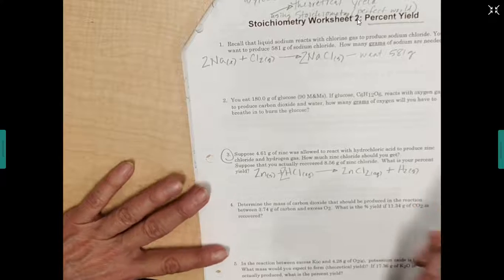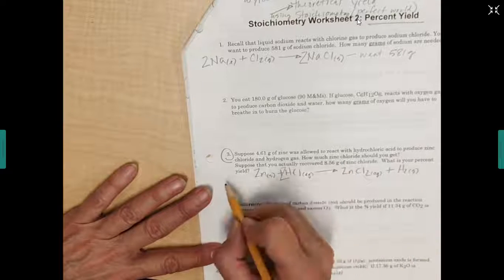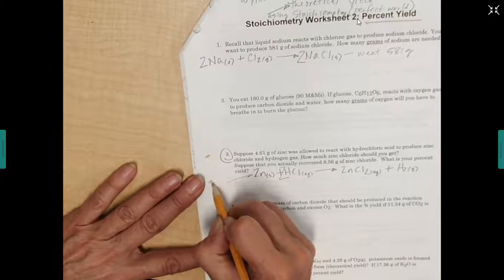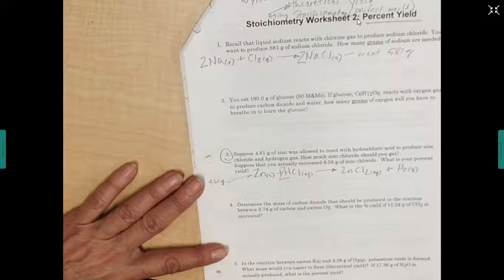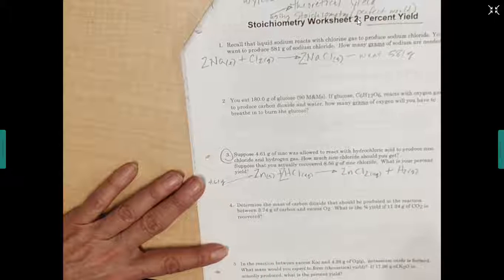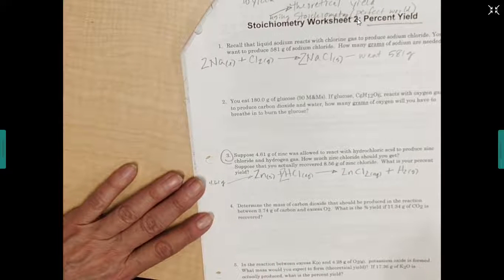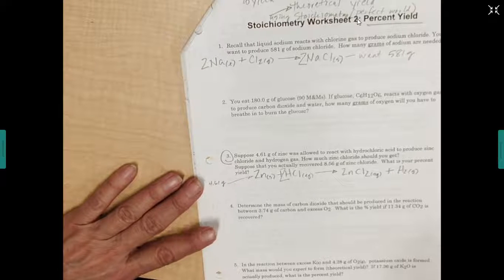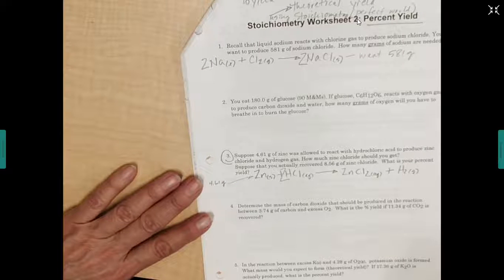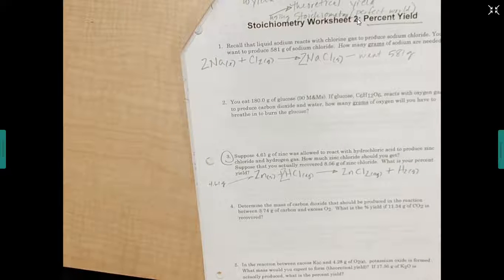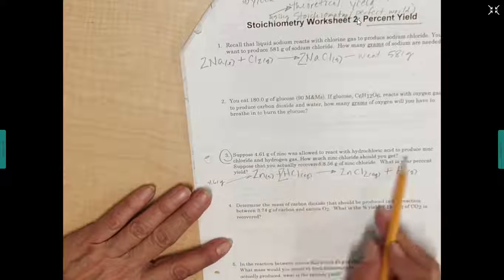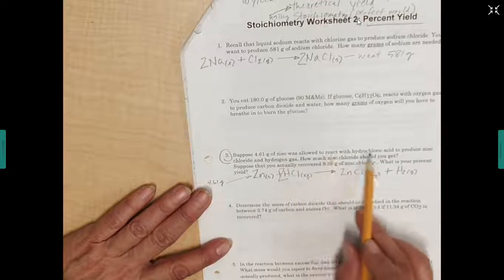All right, so we've got 4.61 grams of the zinc with hydrochloric acid. Well, it's not limiting reagent, but that's okay. That makes our lives easier, right? You can use straight stoichiometry with this. How do I know this is not limiting reagent? You just have excess of the hydrochloric. Right. It says you've got zinc allowed to react with hydrochloric acid to make zinc chloride.